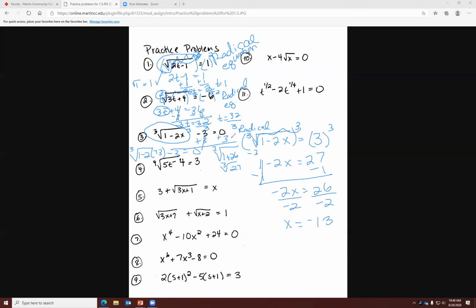And then we know that the cube root of 27 is going to be 3. And we know that 3 minus 3 is 0. So we know this one works. Okay? All right, the next one is also a radical equation.